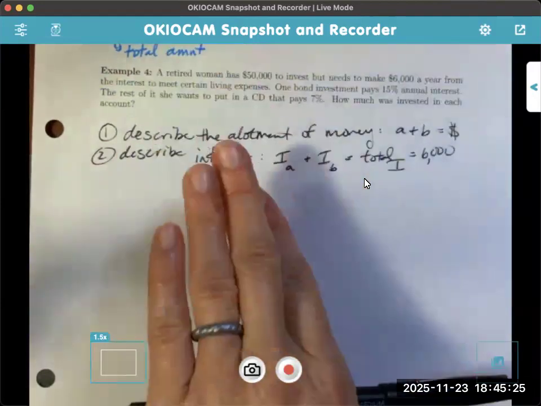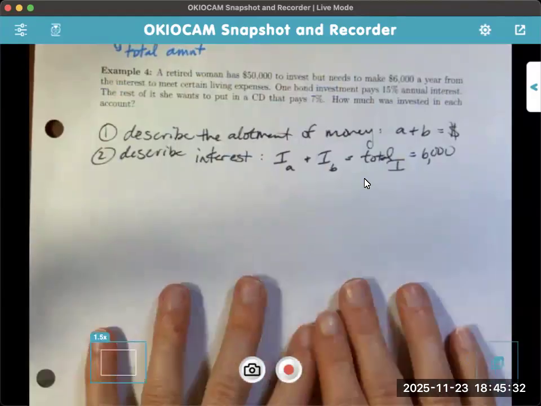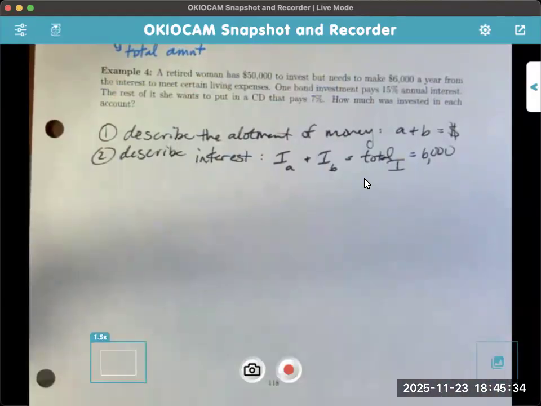The next equation will have your interest from A plus your interest from B equaling your total interest. Don't reinvent the wheel, okay? I promise you this is how it falls into pieces. But I do want you to pause the video and see how far you can get. Even if it's not very far, still pause and try.